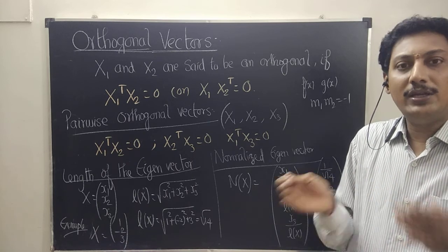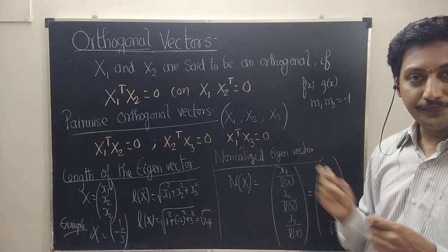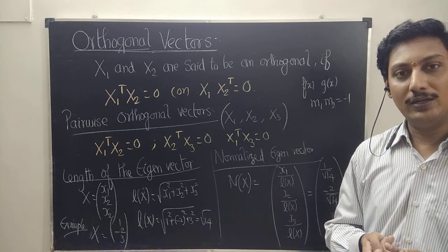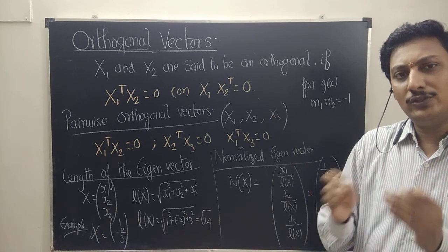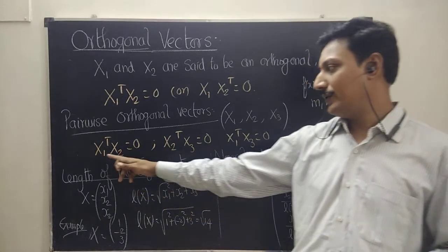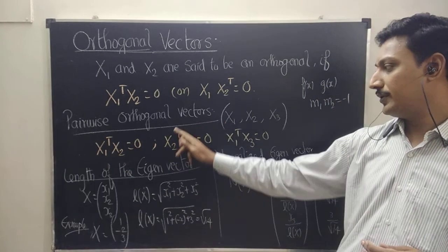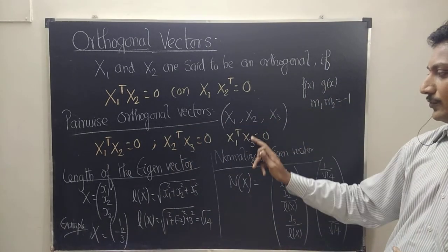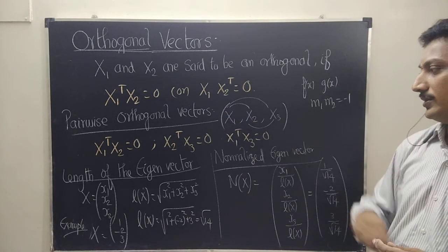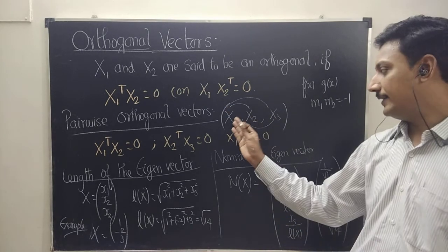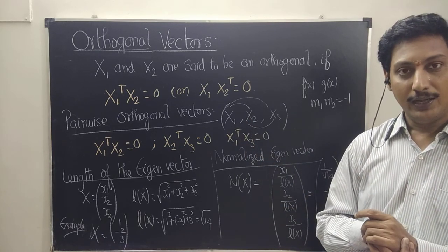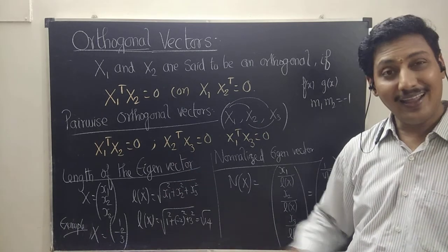Suppose we have three eigenvectors X1, X2, X3. Then they are called pairwise orthogonal. That means take any two, X1 X2, X2 X3, X1 X3, and find the product with the transpose. So X1 transpose X2 equals 0, X2 transpose X3 equals 0, and X1 transpose X3 equals 0. Once we get 0, then these three eigenvectors are called pairwise orthogonal vectors. Correct?